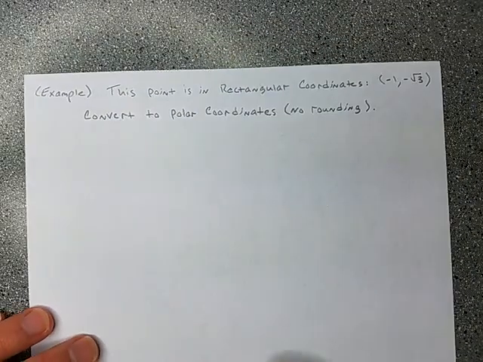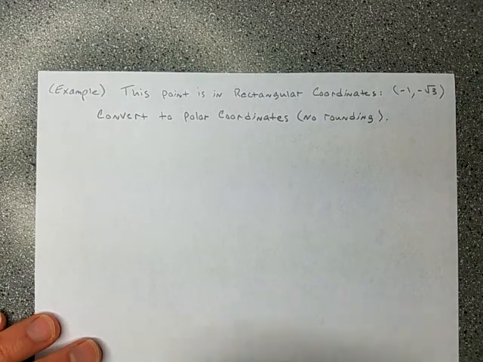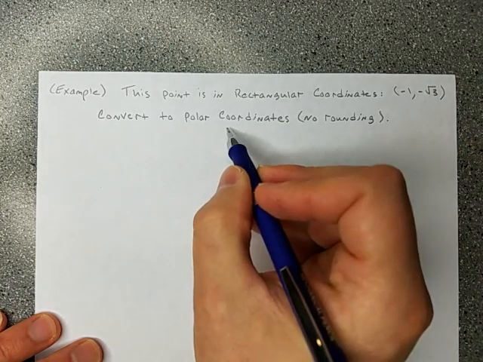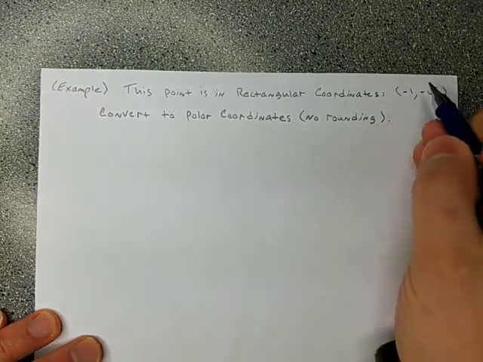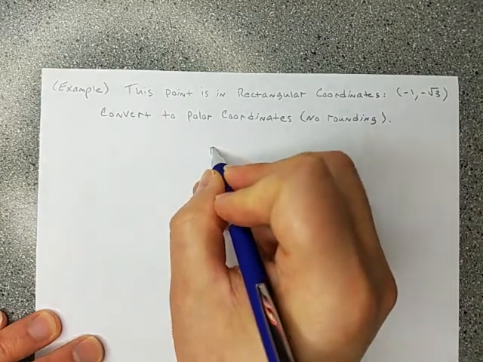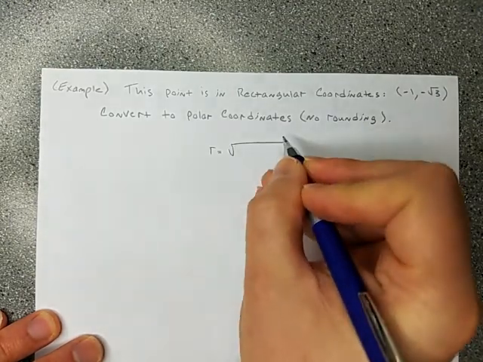Conversion problem from rectangular to polar. So this point, left and down, all right? Convert that to polar coordinates. This is rectangular, right? That's x and y, so it's left and down. Let's start by finding r. Remember, that's the one that's easiest to find.